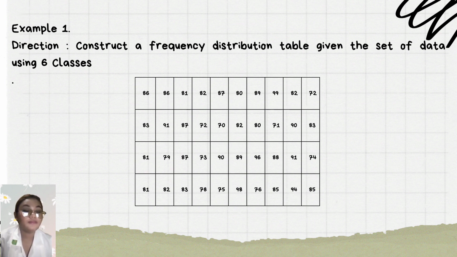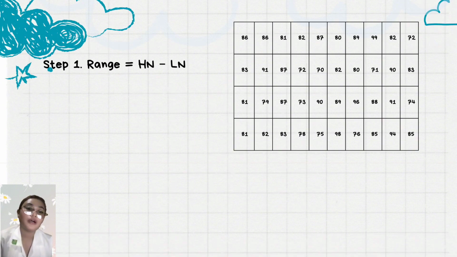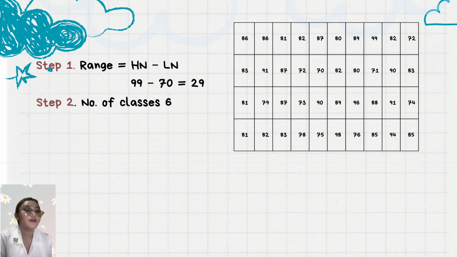So, what is our step 1? Highest number minus lowest number. What is our highest number? 99. Very good. Minus the lowest number. What is our lowest number? 70. Okay. 99 minus 70 is 29. Very good. So, our step 2 is 6. How did we get step 2? Yes, the number of classes is already given in step 2.